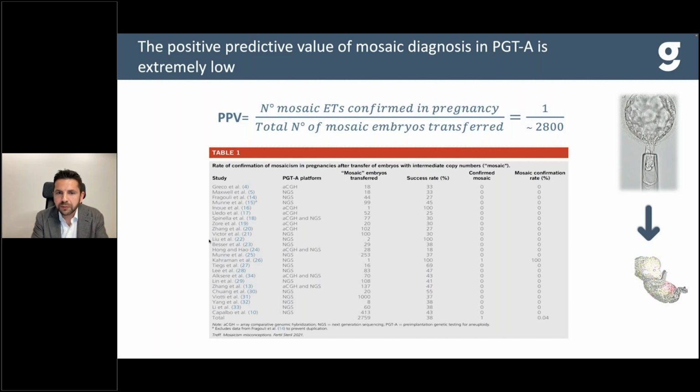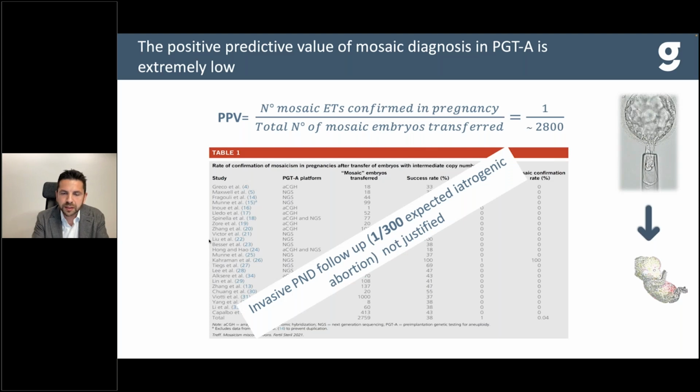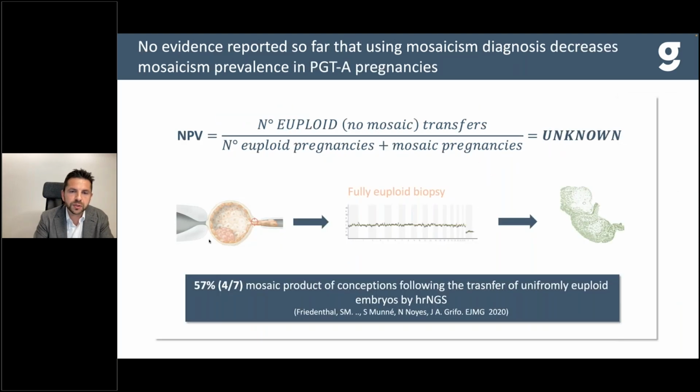So in total, we have today the transfer of over 3,000 putative mosaic embryos, and only one of them has been confirmed in a mosaic pregnancy. So this rate is similar, if not even lower, than the expected iatrogenic abortion rate that we know is associated with invasive prenatal diagnosis. So I think all this data should be used to counsel patients about whether or not to follow up the transfer of putative mosaic embryos in prenatal with invasive prenatal diagnosis.